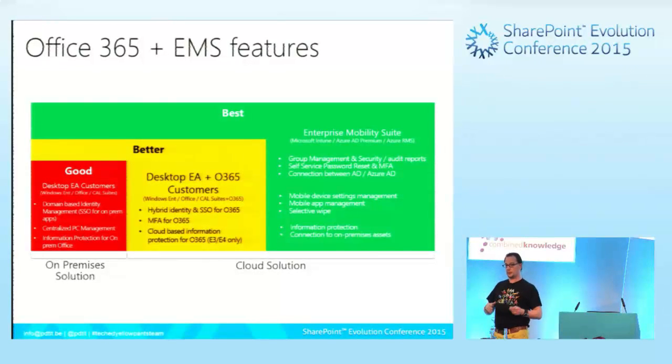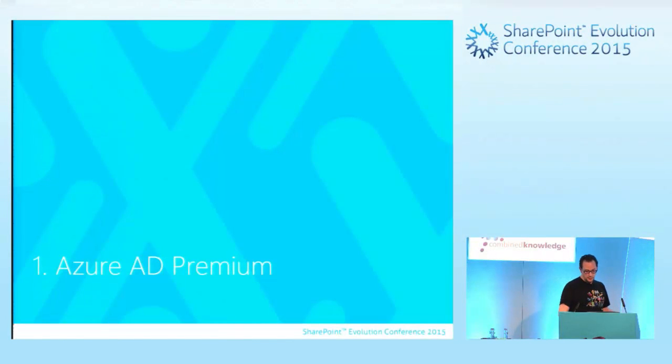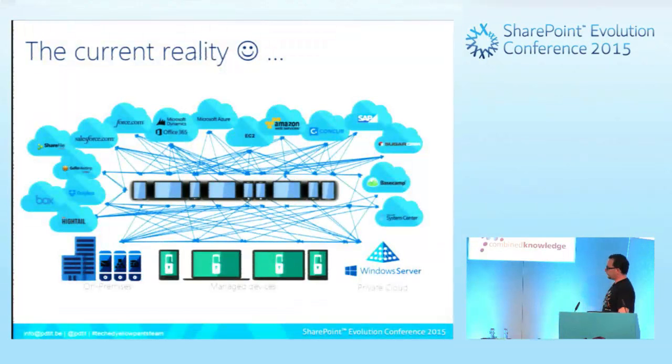So that's my selling point for using EMS. But for the last few months, Microsoft has been pushing features back and forth: Office 365, on-premise environments, and then the ultimate one, EMS. Without going too much into detail, I'm still pretty convinced that there's still a business case for positioning EMS. And that will be the rest of the session. So the first one, Azure Active Directory Premium.